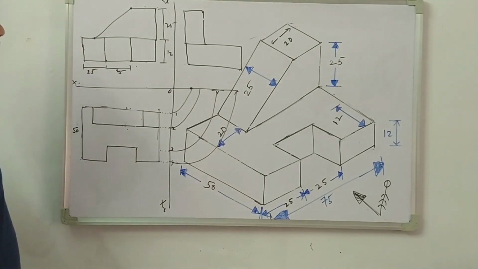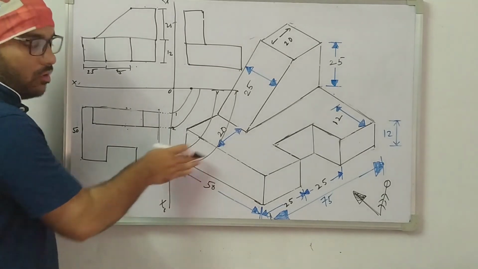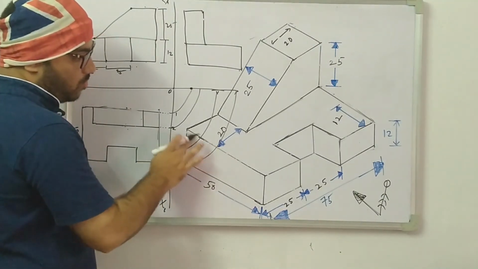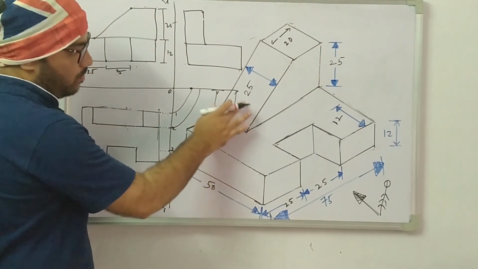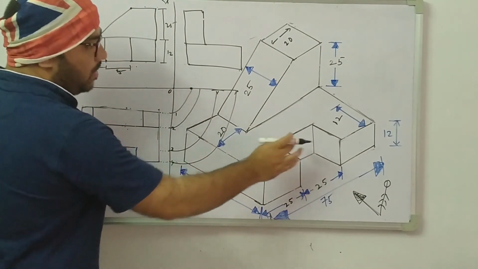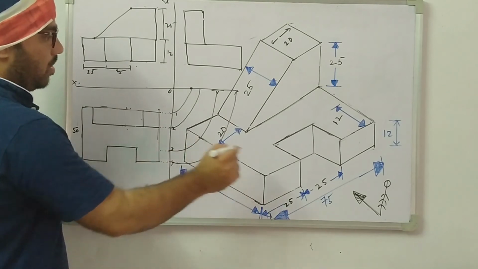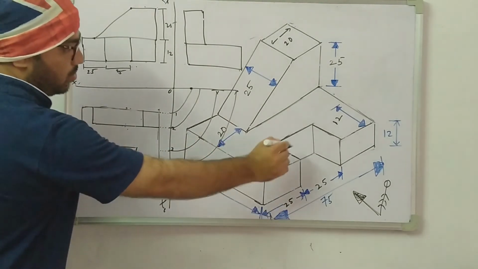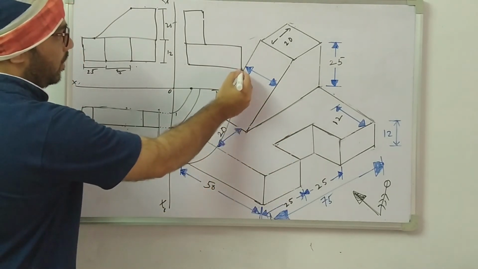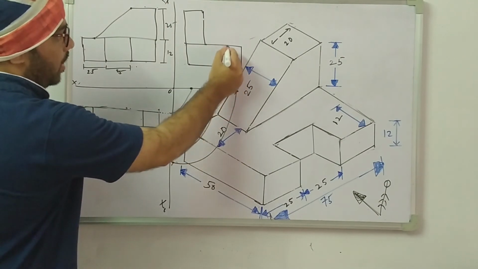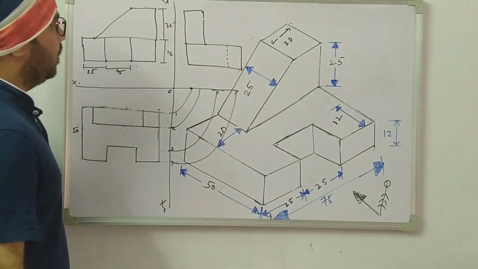Now see one more thing. Whenever you are watching the side view, this box is completed, but here some hollow space is there. In the hollow space, at the distance of 12, you are going to give some line. From here to here, measure the 12 distance and show a dotted line.